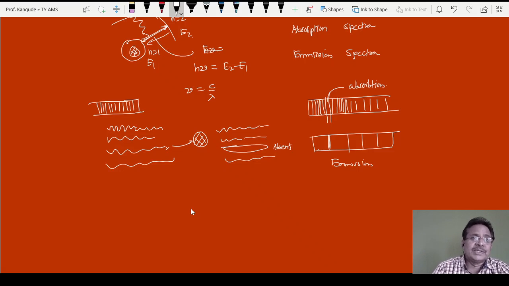So we see, this is the physics behind the way we look at anything: we actually see the spectrum of that element.